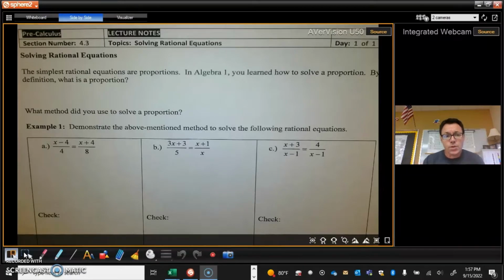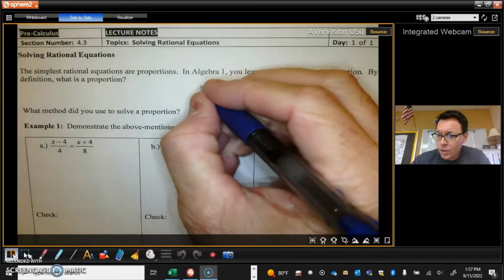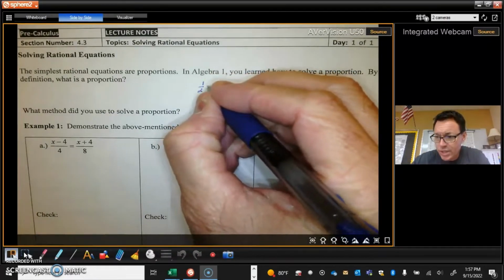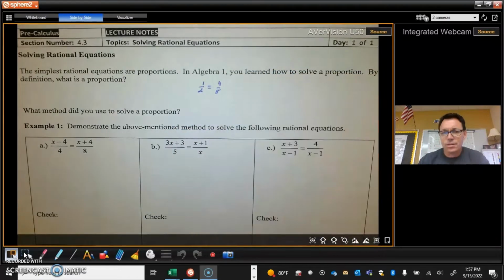Okay, so first off, make sure you understand what a proportion is. It's just two fractions that equal each other. Like 1 to 2 is the same as 4 to 8. That's a proportion. Now ours are going to have variables in it, but that's literally what a proportion is. It's just two fractions that equal each other.